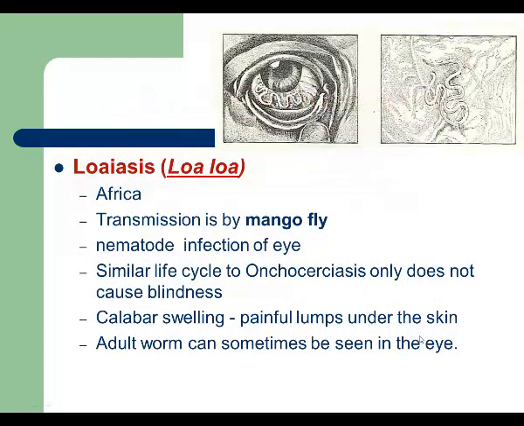And the last infection of this lecture will be loa or loiasis, another helminthic infection that can be seen in Africa. Loa is transmitted by mango fly, and what you have to remember is that the life cycle and the symptoms of loa are very similar to the symptoms of river blindness. The only difference is loa doesn't cause blindness in the patients when it reaches a patient's eyes.